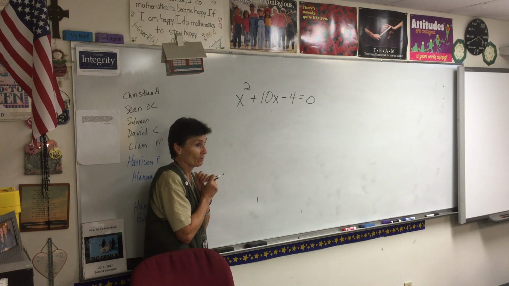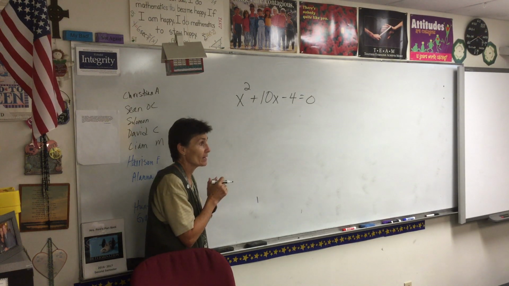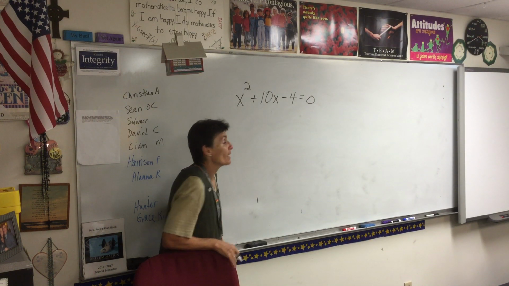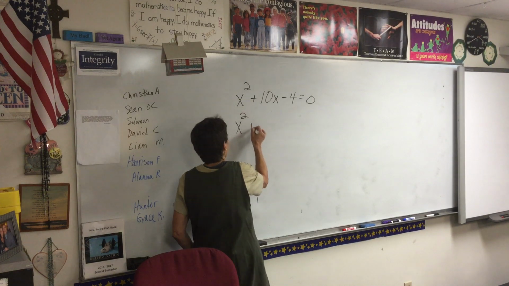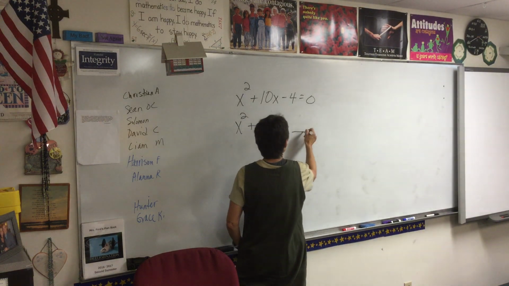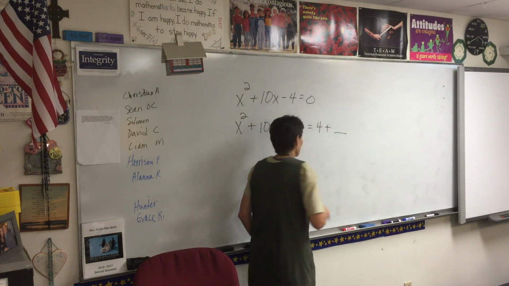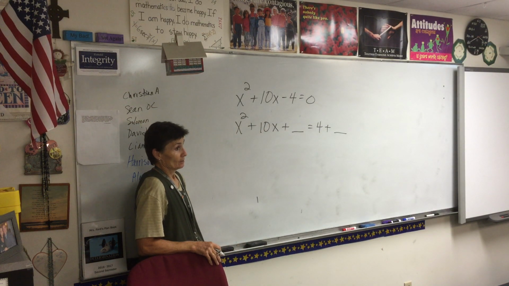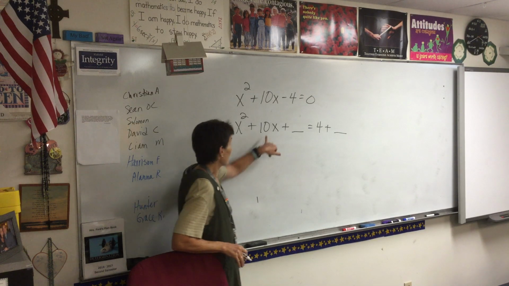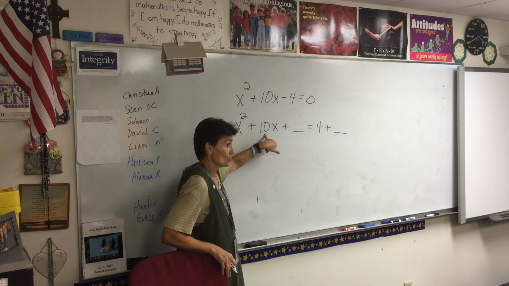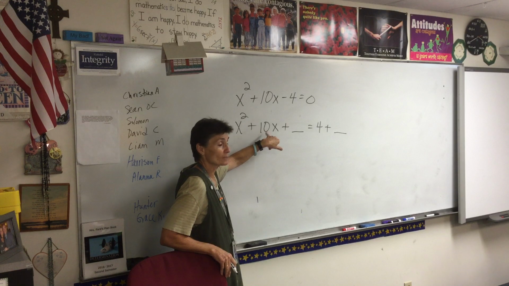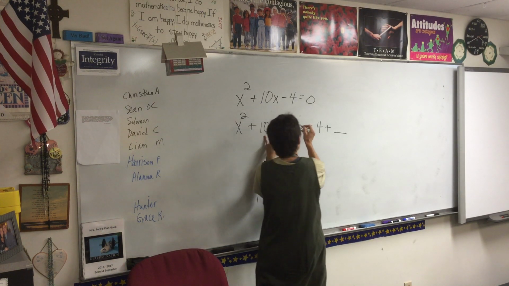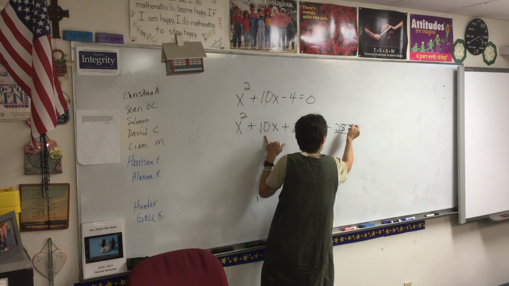I'm going to complete the square on this, just to refresh your memory. So does anybody remember what we do first to complete the square? Add 4 to the other side and leave a hole. Exactly. And actually the hole has to be on the other side too. Divide this number by 2 and square it. So 10 divided by 2 squared. So I'm going to add 25 to both sides.